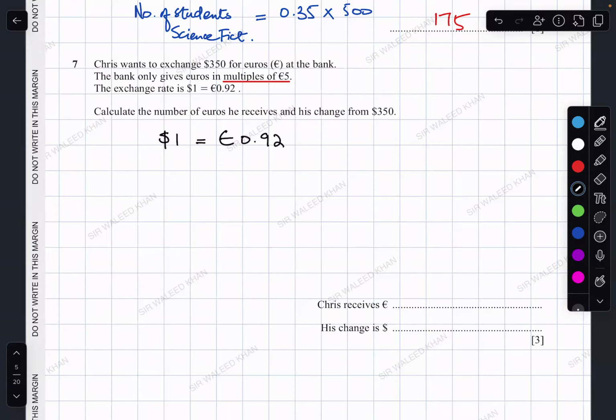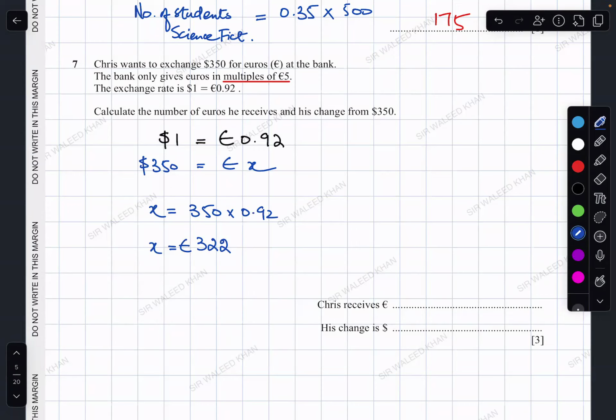So $1 is equal to 0.92 euros. Now, if I convert the 350, calculate the number of euros he receives and his change from $350. So $350. The euros he is receiving, again proportion, so x is equal to, you cross multiply that, so 350 times 0.92, do that, that should be 322 euros. This is the exchange he is getting.